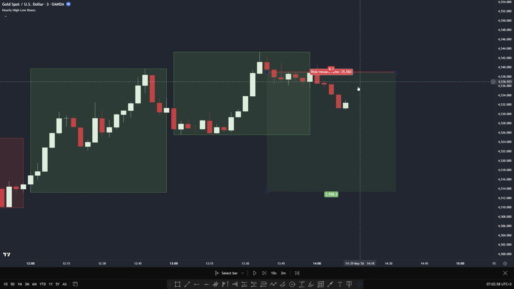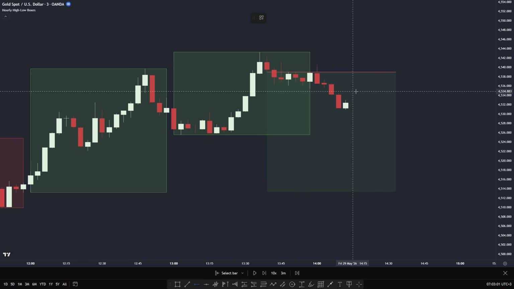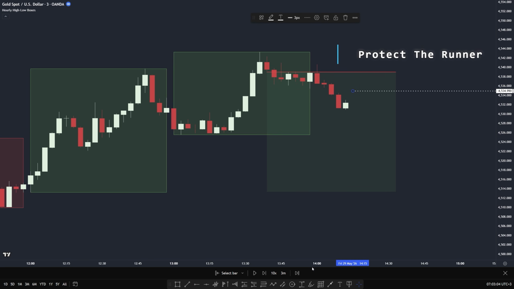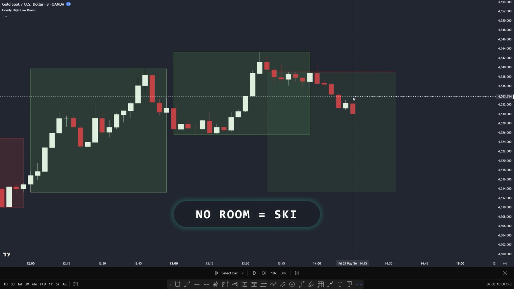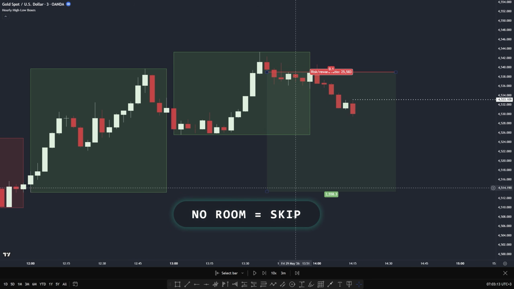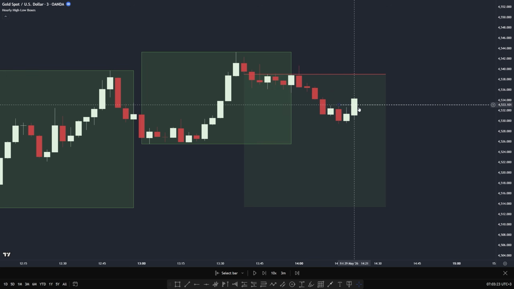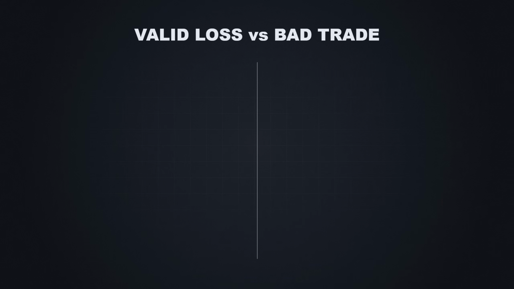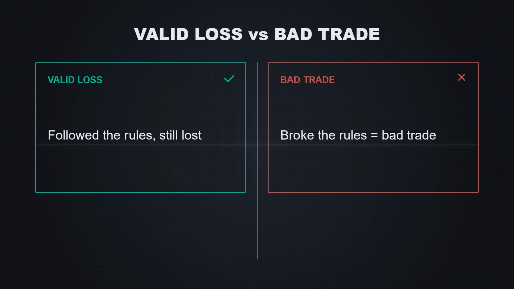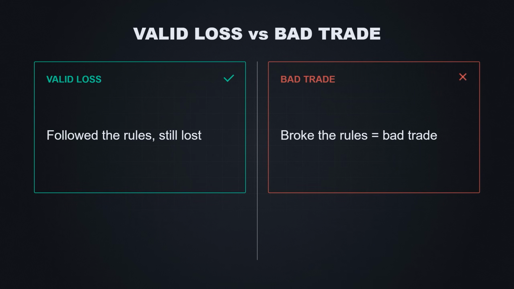Break even means the stop is moved to the entry price, so the remaining position is protected from becoming a full loss. If there isn't enough room to reach 1R before the next trouble area, I skip before entering. After 1R, the trade is managed, not guessed. Now you know the rules, but better traders know how to separate a valid loss from a bad trade.